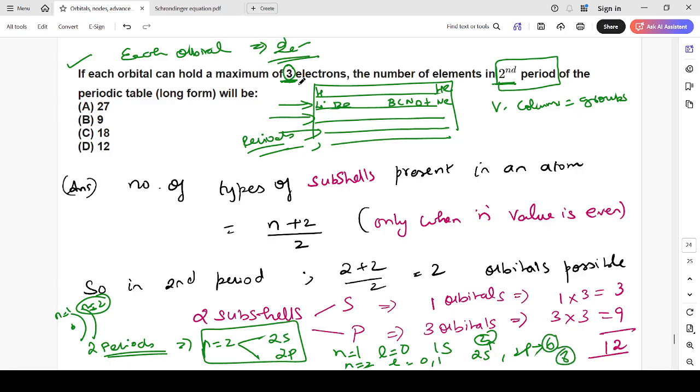But now what are they saying? If each orbital can take 3 electrons, then what is the possibility? This is 3 here. And what about here? I'm having 3 orbitals, isn't it? So each can take 3. So totally how many do I have? 12 I have.